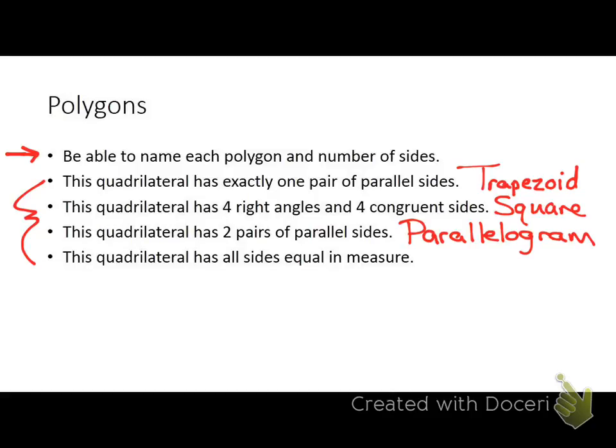What about all sides equal in measure? That one's a rhombus. Okay, so you need to be able to identify them. This is going to be short answer on your test. So you need to be able to identify them.